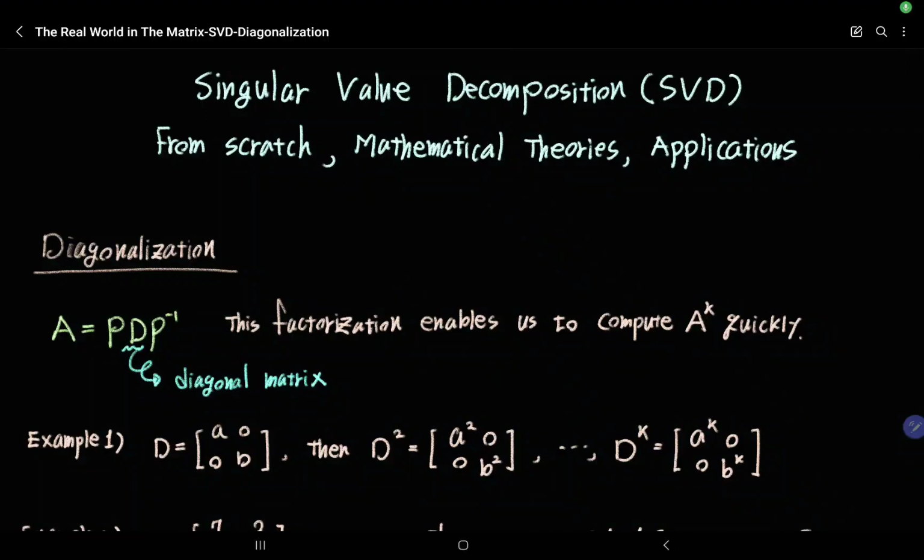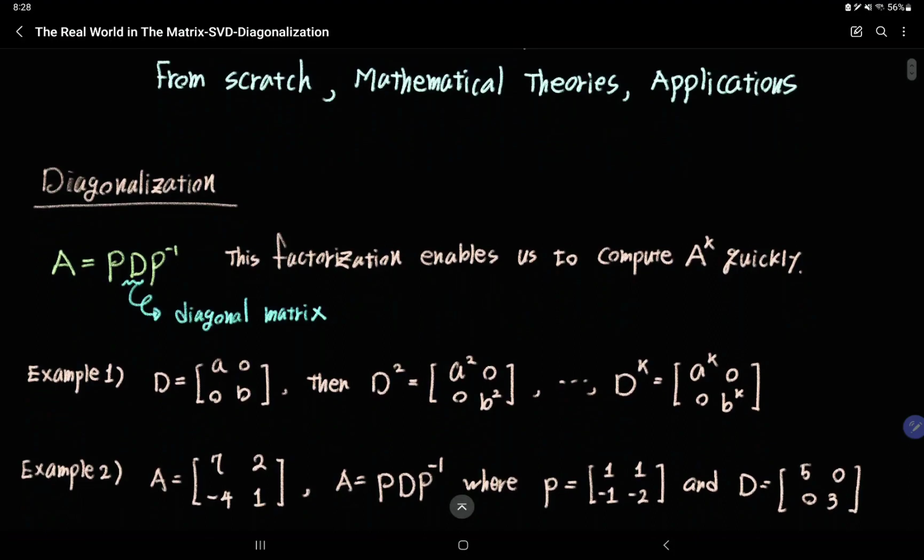All right, hello everyone. In this video, I'm going to talk about diagonalizations. This is one video in the series on singular value decomposition (SVD). Okay, so what's a diagonalization? Diagonalization is one way to factorize a matrix.